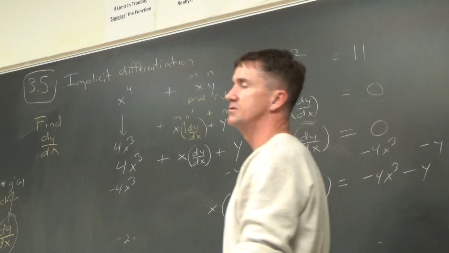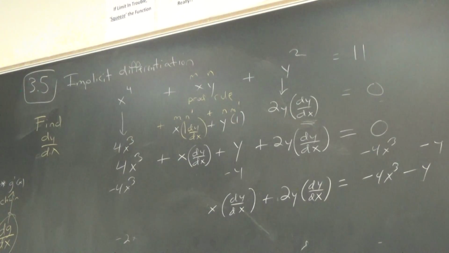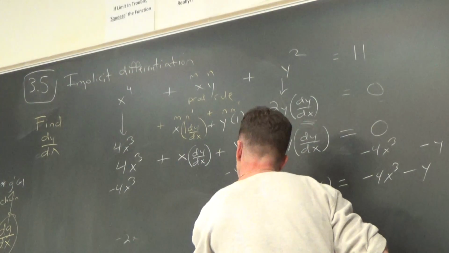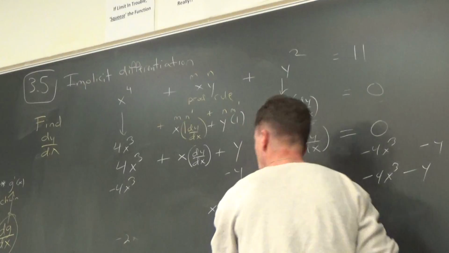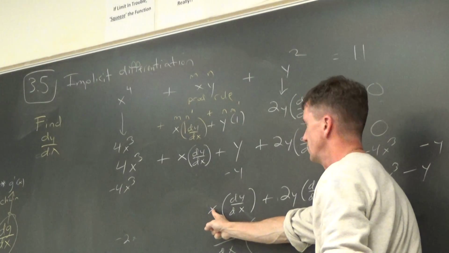And here comes that word that starts with an F. It's not a bad word. Let's have a look. Factor. Factor out dy dx. Yep, factor it out. That's what you do. Once you get everything with dy dx, you factor out just one of them. Now what's left over? X.